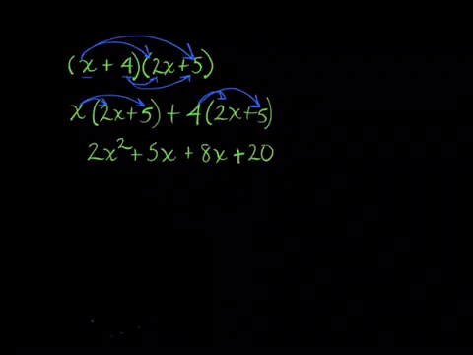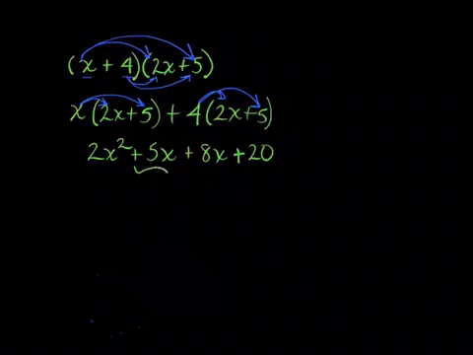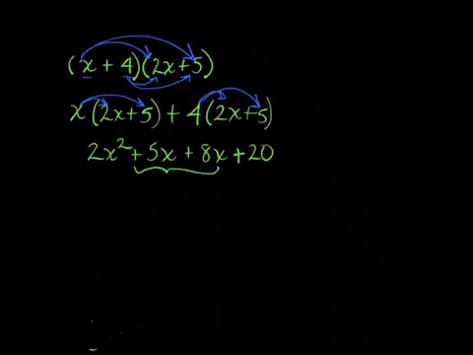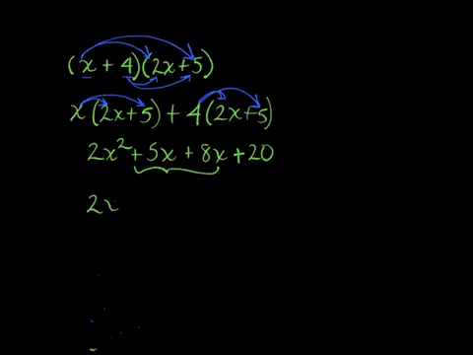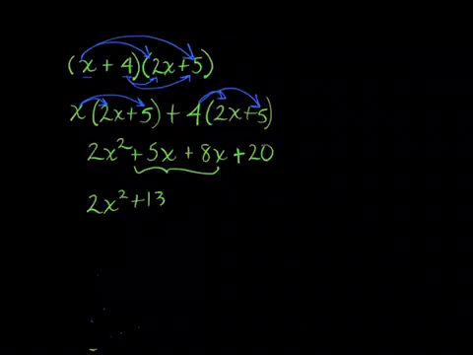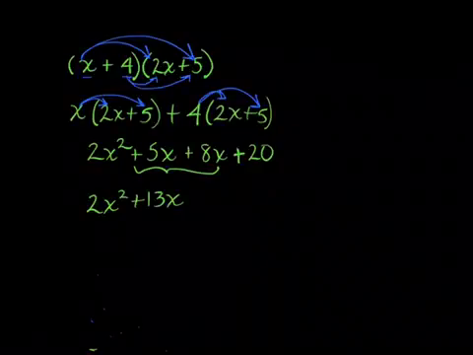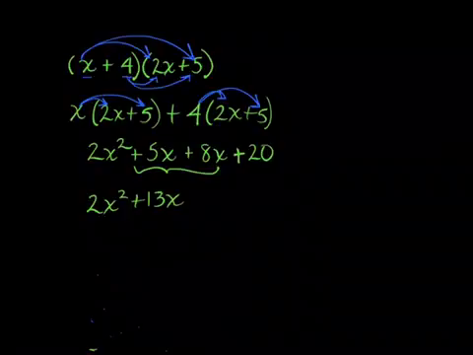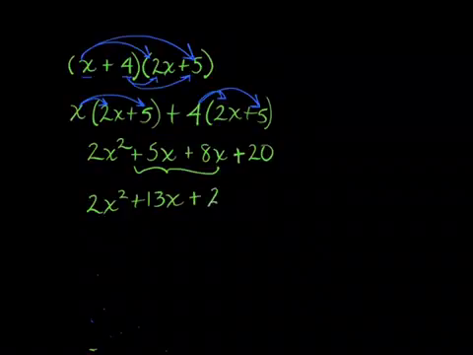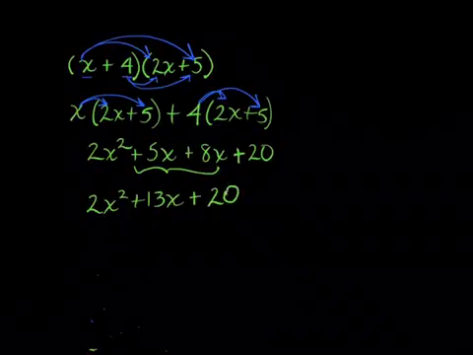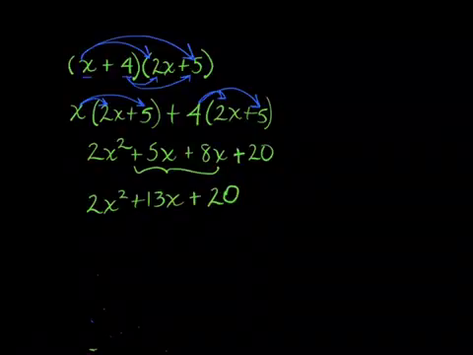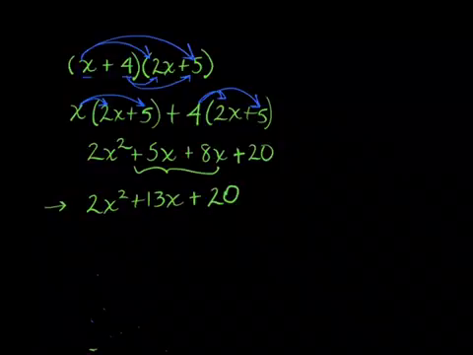And when we combine like terms, we see that 5x and 8x are like terms. They will combine to make 13x. And so the product of our two binomials is the trinomial 2x squared plus 13x plus 20. Now bear in mind that in the next video we are going to be starting with a trinomial, and we're going to want to break it down into its binomial factors.